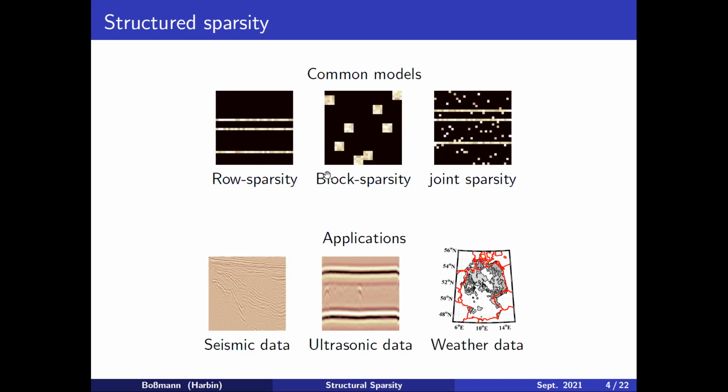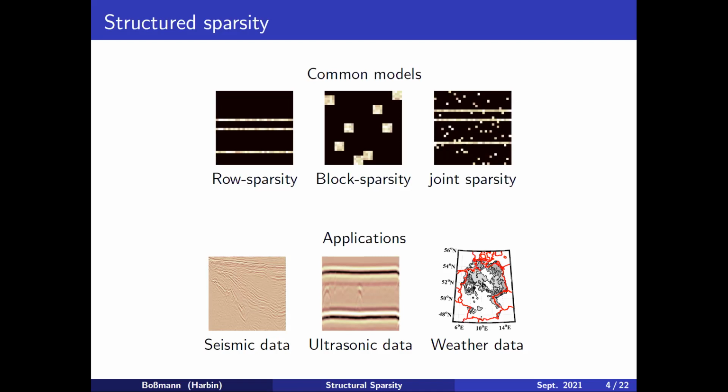Another thing would be block sparsity, where you have different blocks that are non-zero and you just count the number of blocks. Or some models like joint sparsity, where the columns have a joint sparse support, that you see here, the 3 rows, and they also have some sparse support on their own. Like each column also has some non-zero points that are not correlated to the others. So these are common models.